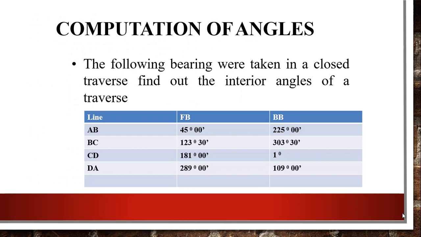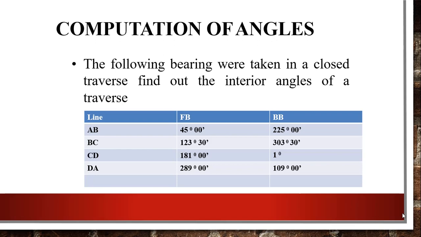of the station. Now the next numerical, again based on included angles. So the following bearings were taken in a closed traverse. Here in this case the traverse is closed, that is the first point and the end point meet at the same point. Okay. So the origin and the end point are at the same station. You have to find out the interior angles of the traverse. So there are lines AB, BC, CD, DA. Fore bearing is given and the back bearing is also given, right?